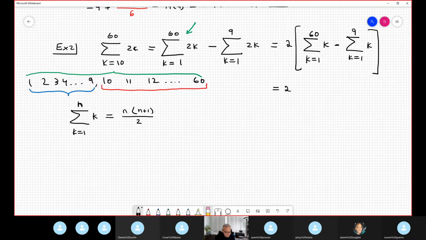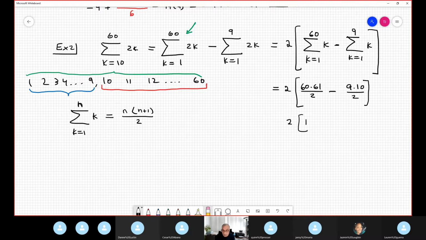That part is 60 multiplication 61 divided by 2, big bracket, minus 9 multiplication by 10, because it's n plus 1 and 1 more, divided by 2. It's obvious that the 2 is cancelled. Basically 60 times 61, I put it in the calculator.